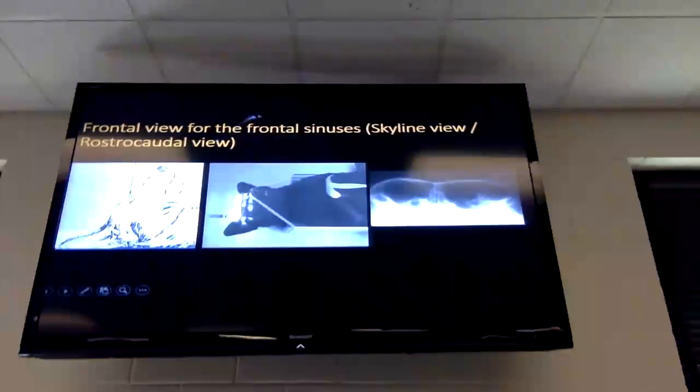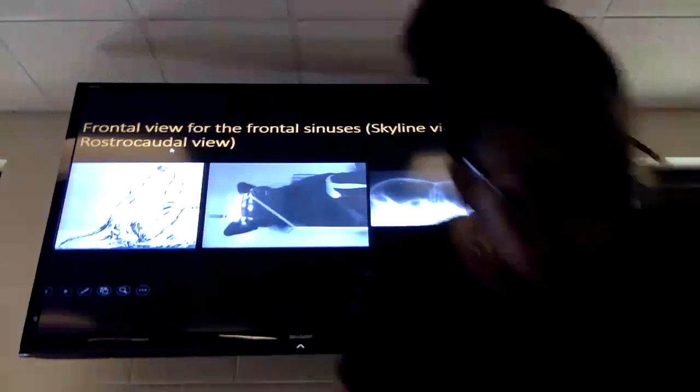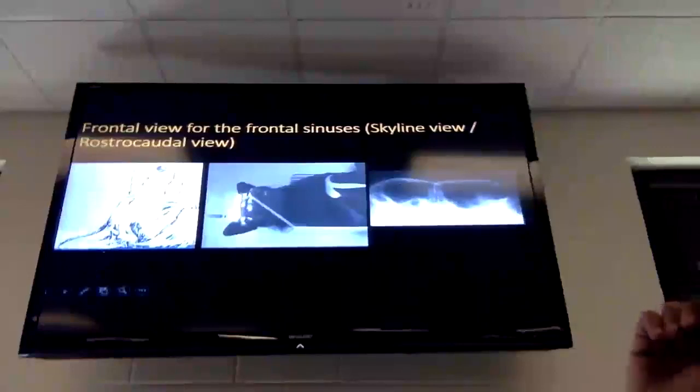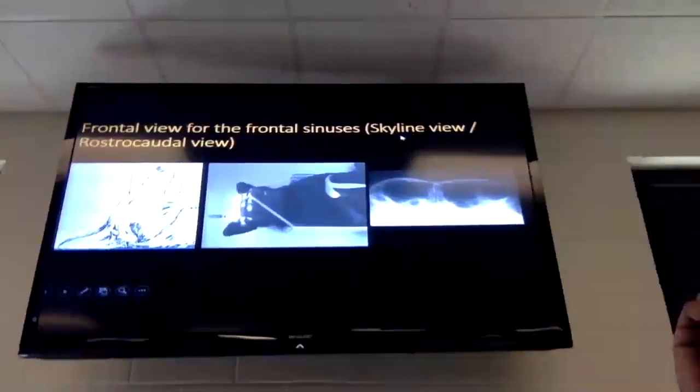Another view is for the frontal sinuses, and we want to assess the frontal sinus when there is suspicion that the cribriform plate is damaged. Because now you are concerned about extension of the lesions into cranial cavities, right? So for frontal sinuses, the end view or the frontal view or the rostrocaudal, it's the same thing, different names. So someone can say frontal view, you are doing the same thing as you do for skyline. Okay, just make sure you are aware.